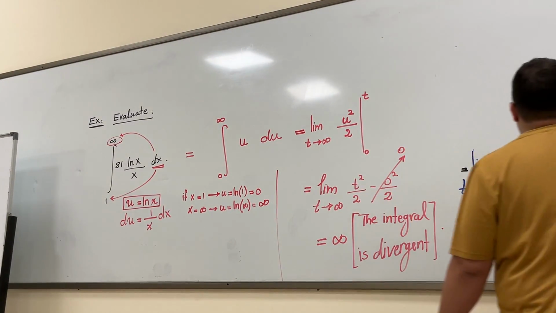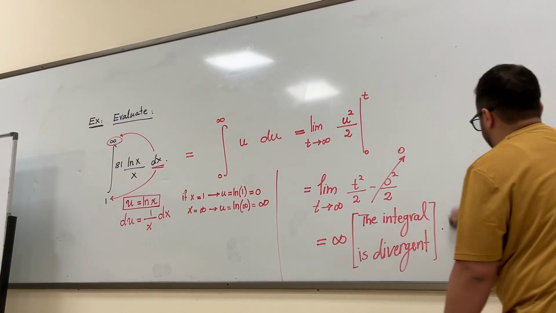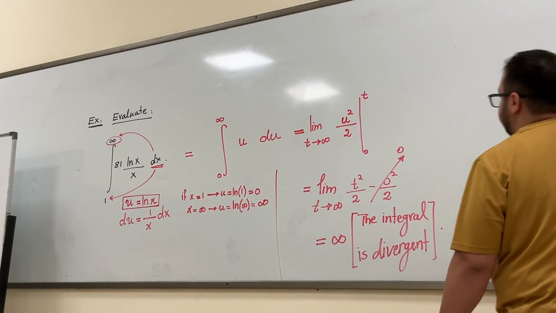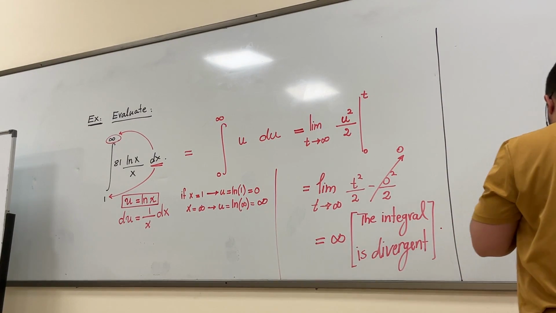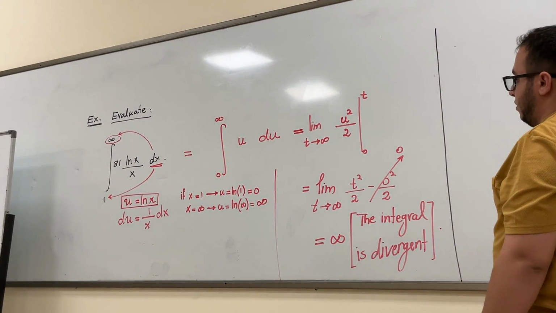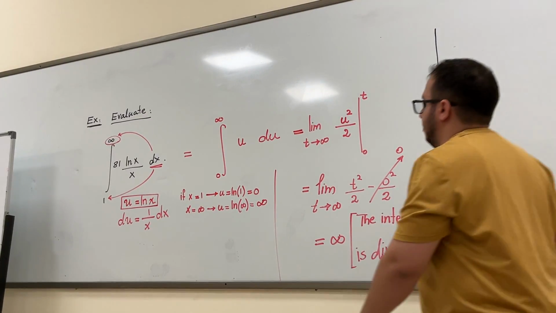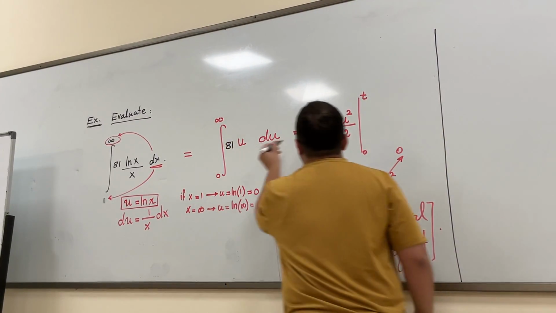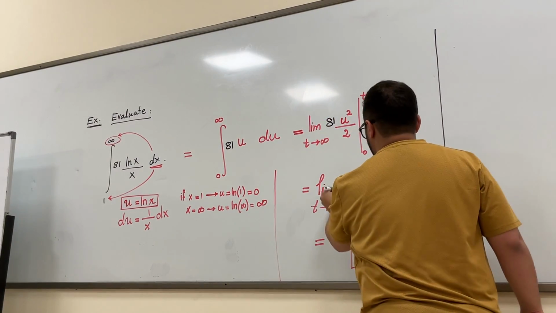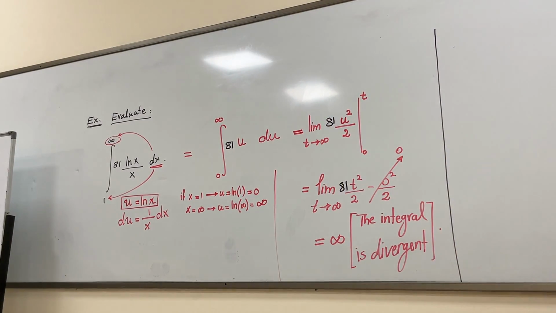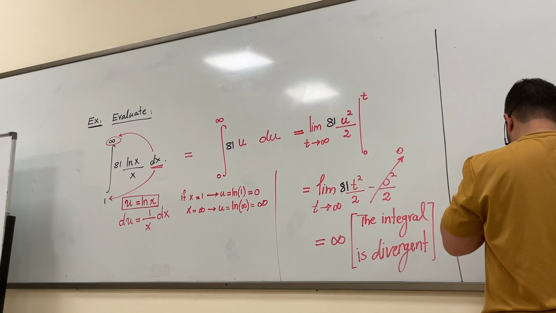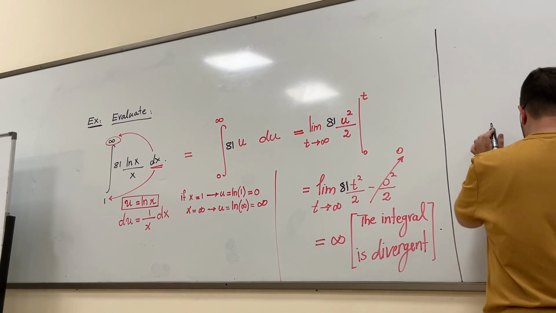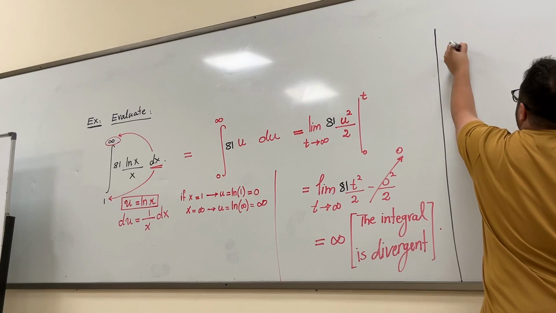Okay. Let's do more. Let's do this one. You notice I forgot about the 81. But it doesn't matter, it's infinity anyways. Okay, it's fine. Okay. Let's do, not like this. Let's do this one.